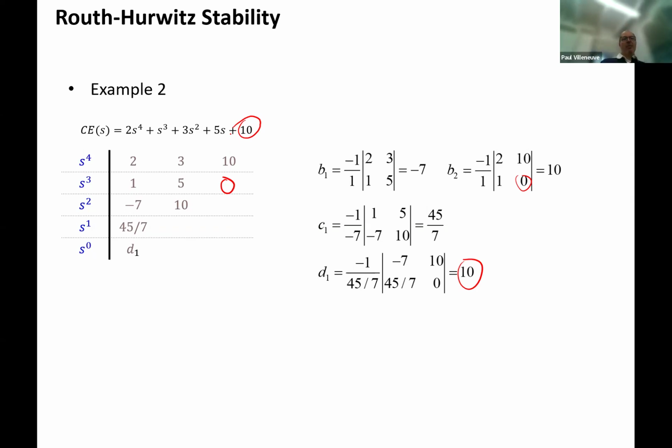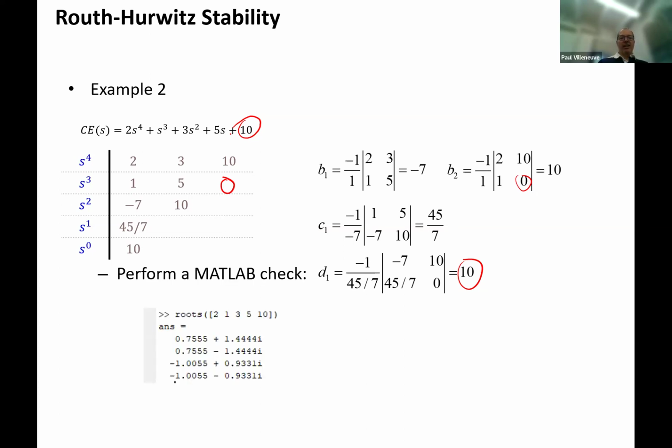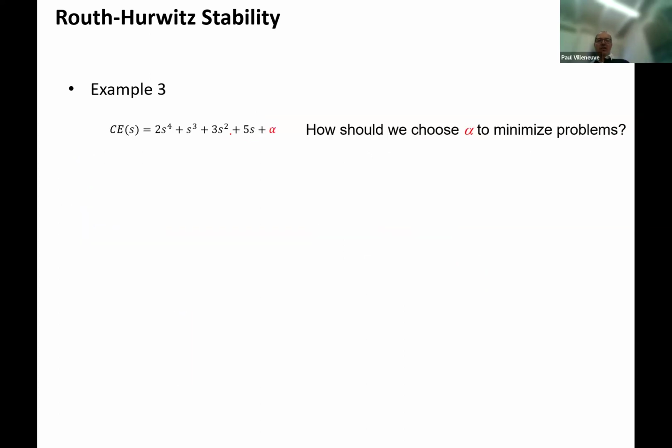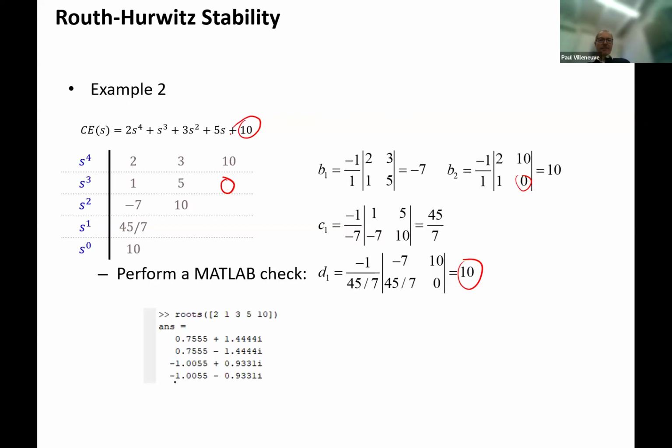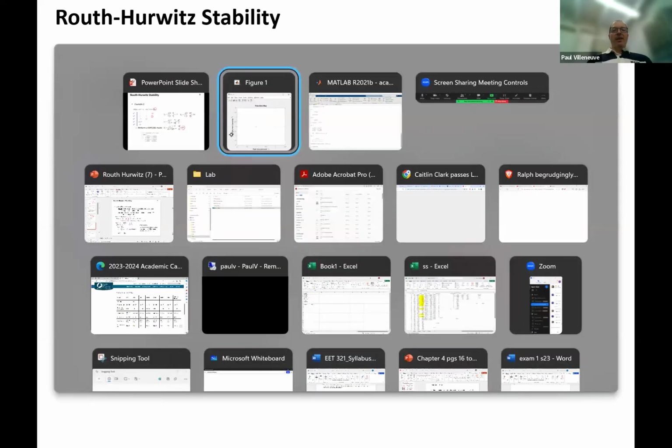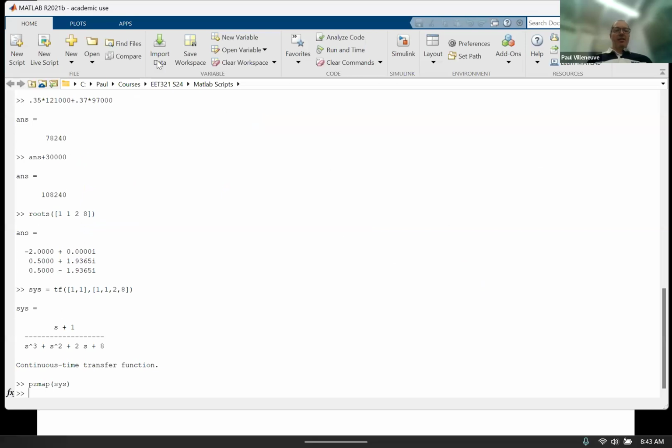All right, so how many poles in the right-hand half plane? 2. Why? Because there are 2 sign changes. So let's check. Here are the roots. Do you see 2 poles in the right-hand half plane? If you aren't sure by seeing it that way, you can always do our transfer function approach. So we'll do a transfer function.